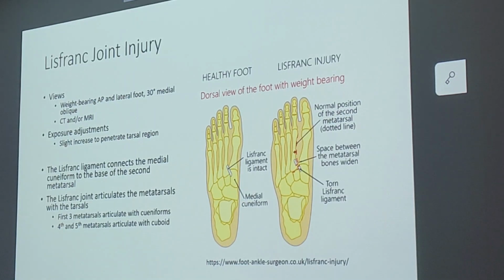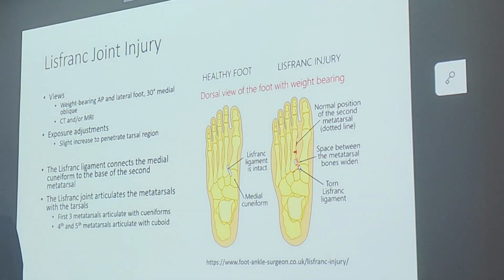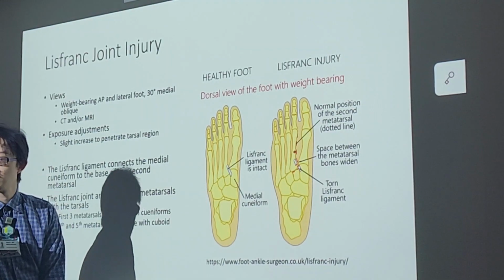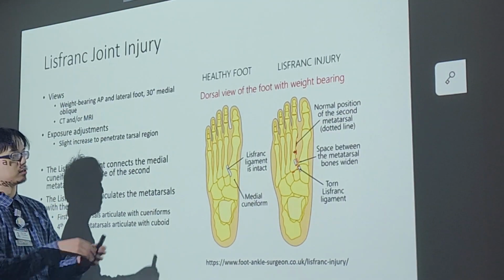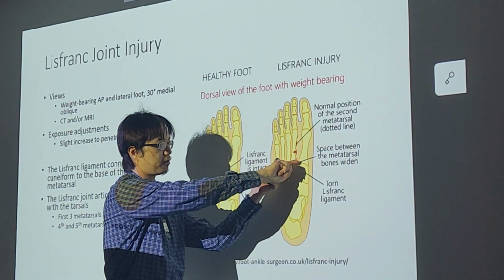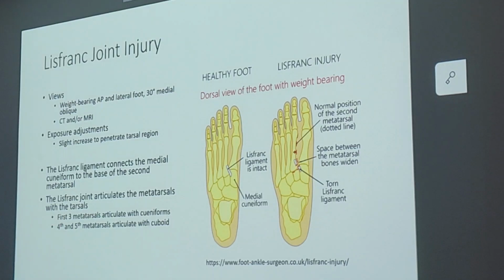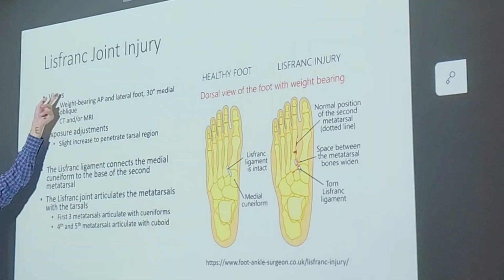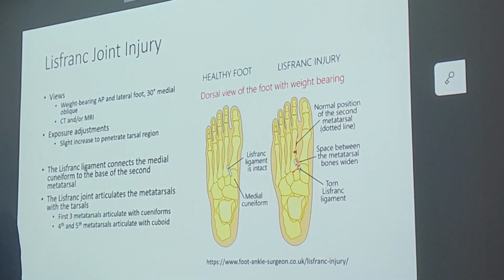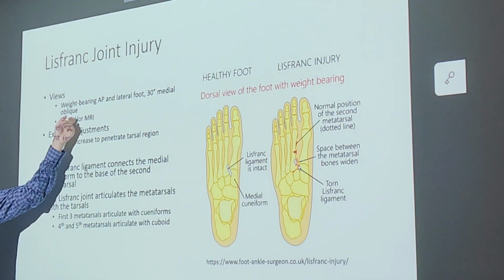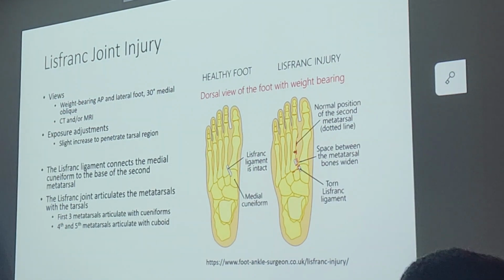But to demonstrate this, because we want to see the separation of the joints, we are going to have the patient standing on our IR for these X-rays. Instead of laying down, they're going to be standing up and they're going to be putting their weight onto their foot. That way, when the weight comes down, it forces these apart and we'll be able to see that gap. So we do weight-bearing X-rays of the foot. If we want to see the ligament itself, that's when we would turn to CT or MRI.